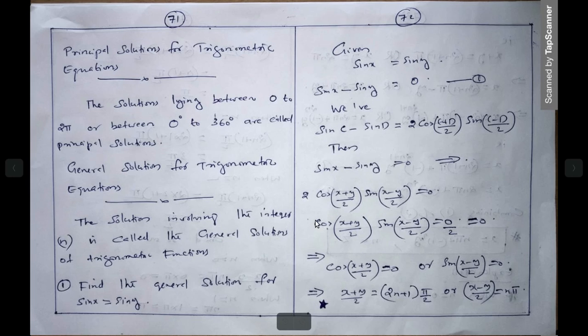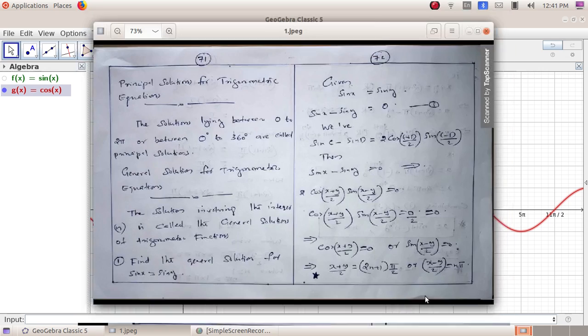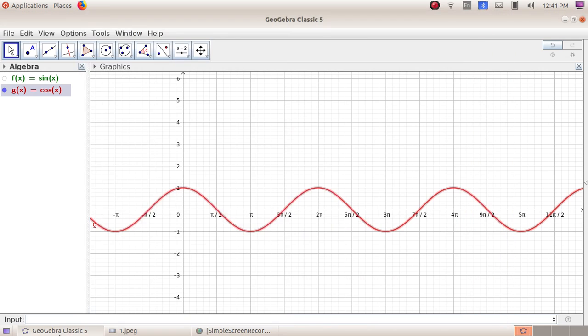That is, cos((x+y)/2) equal to 0 means what? Suppose it is cos theta equal to 0, then theta is equal to what? (2n+1)π/2, right? So when n is equal to 0, what happens? 2 into 0 plus 1, that is 1 into π/2, it's π/2. That means at π/2, cos x is equal to 0.